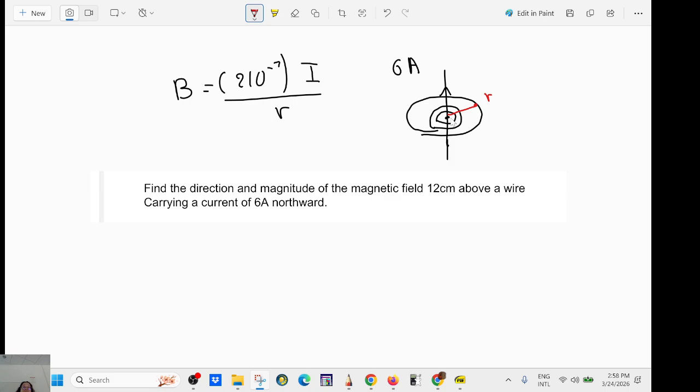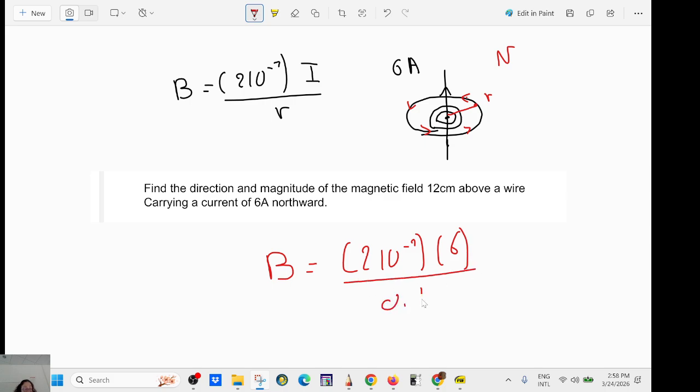It's like an aura. A magnetic field is like an aura produced by the current. So at a distance R, that's going to be B. The direction will go this way, if this is north. So B equals 2 times 10 to the negative 7, times 6 over 0.12. I got 1.35 times 10 to the negative 5.